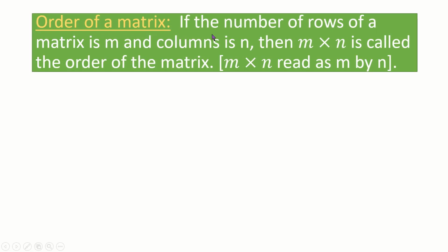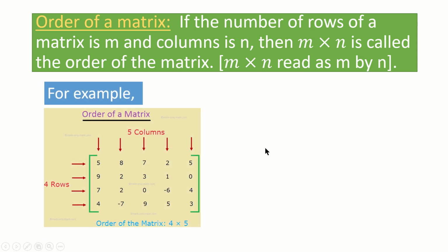Order of a matrix. If the number of rows of a matrix is m and the number of columns is n, then m by n, not m into n, is called the order of the matrix. Here m by n is read as m by n. Clear?